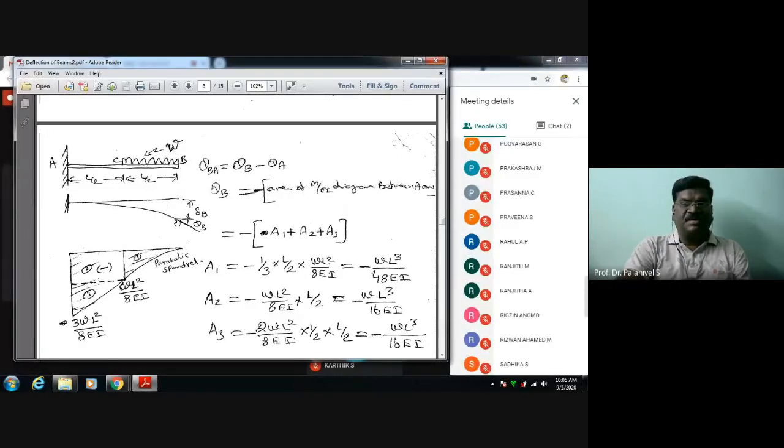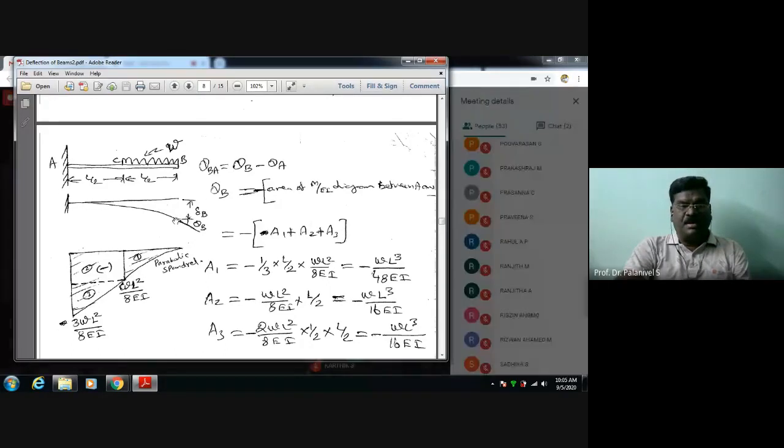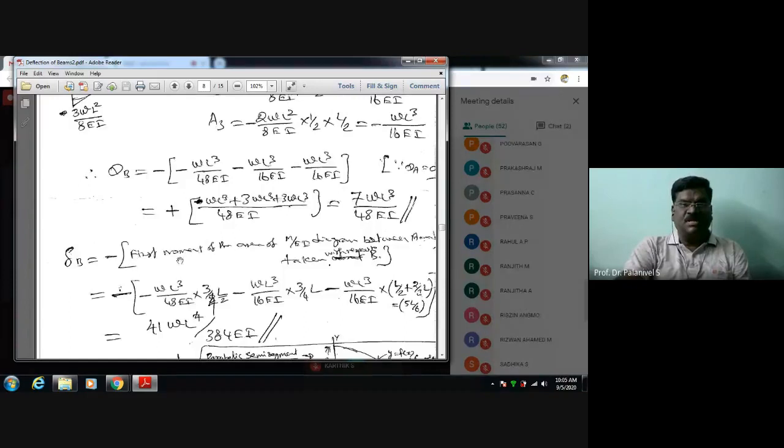It is the vertical offset of point B on the deflection curve from the tangent at A. The tangent at A is horizontal. This is the point B on the deflection curve, and this is the tangent at A. This is the vertical offset, which is nothing but the deflection at the free end of the beam, delta B. Therefore, delta B is equal to minus the first moment of area of the M by EI diagram between A and B taken with respect to B.